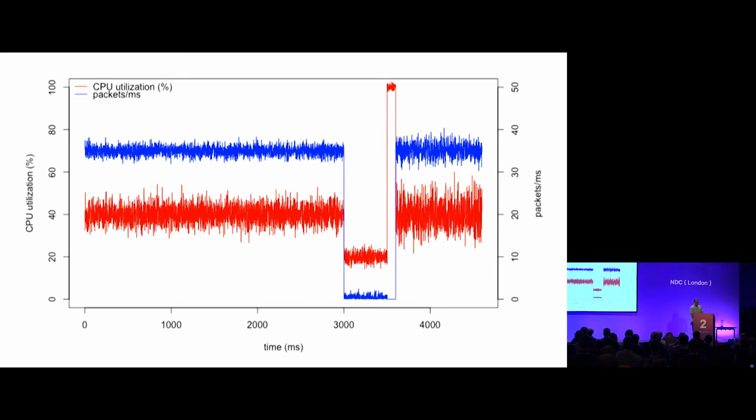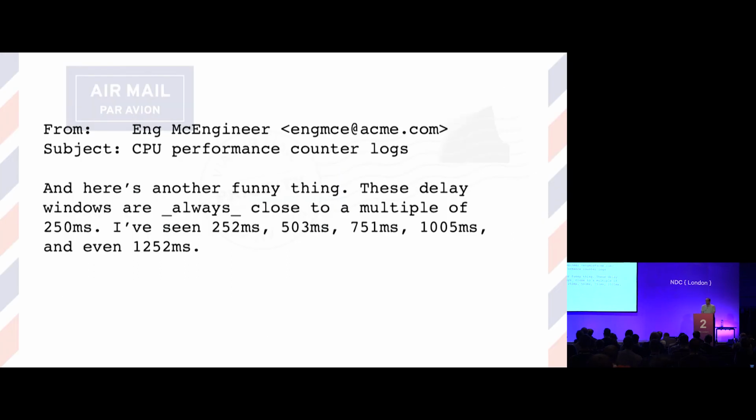Okay, so again, to make a long story short, another funny thing that we were able to observe after a while is that these delays during which no packets are being processed were always multiples of 250 milliseconds. So it was like 252 milliseconds, 503 milliseconds, 751 milliseconds. It's almost as if someone had some kind of timer or a sleep statement for 250 milliseconds, which was getting hit somewhere inside the system.